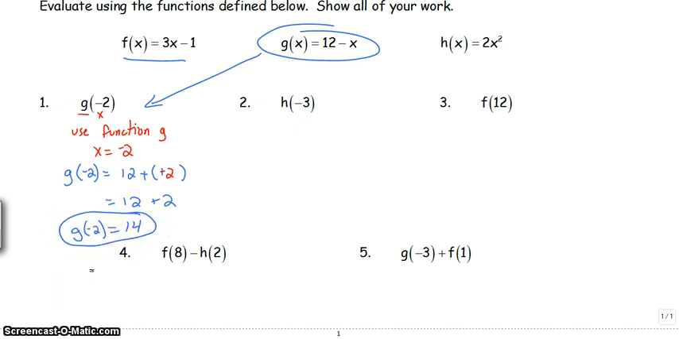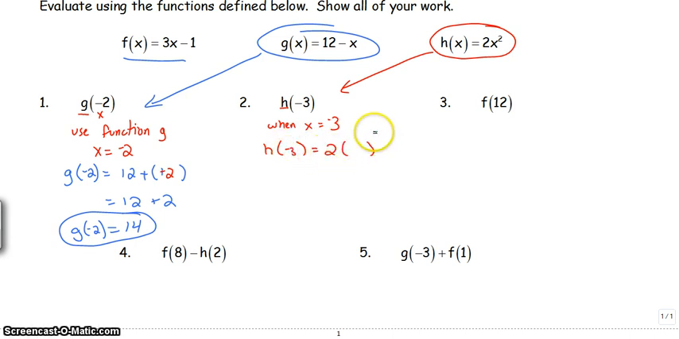So we can say that the function g, when x is negative 2, is 14. Okay? I'll do one more with you up in the top row. Same concept. The function h means I choose this function when x is negative 3. So I take my h of x, but instead of x, I'm using negative 3. Equals 2, and then I have parentheses squared. In the parentheses is negative 3.